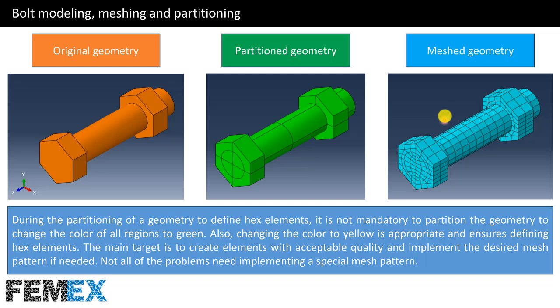Here you can see that for meshing the bolt, there is no need to define any special mesh pattern. So I didn't change the color of any regions, and it will give us an appropriate mesh if all of them are green or even yellow. There will not be much difference, and we don't need any special mesh pattern.